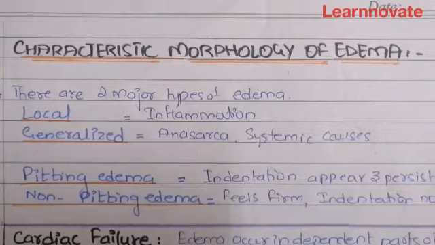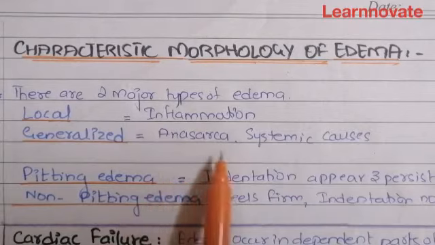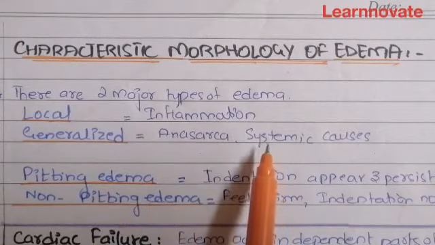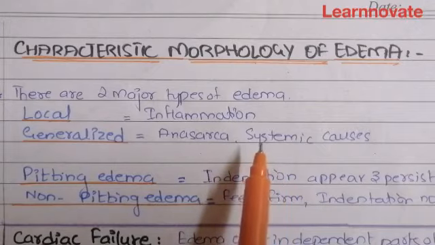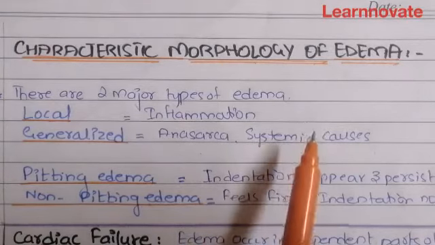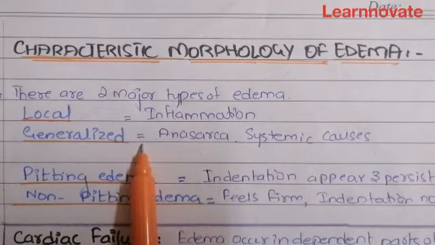First, we have to know that there are two types of edema. Number one is localized edema, and number two is generalized edema. The localized edema occurs in inflammation. Inflammation is a type of localized edema, while anasarca is a condition in which the whole body system gets edematous. We have previously discussed that this systemic edema can occur in congestive heart failure. So that type of anasarca is a generalized type of edema.